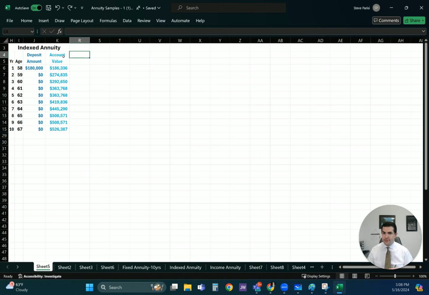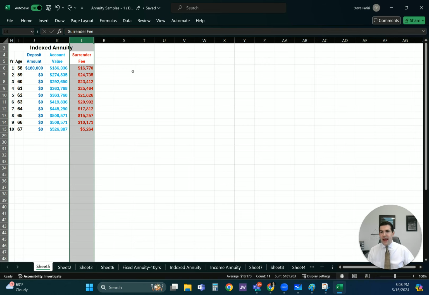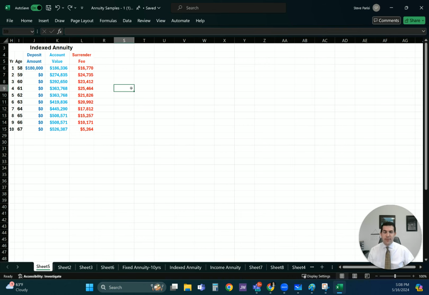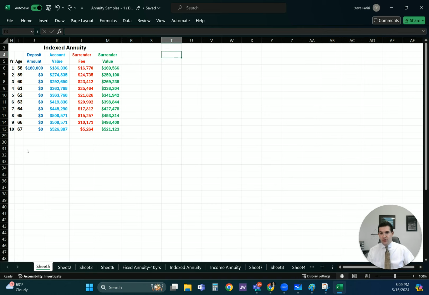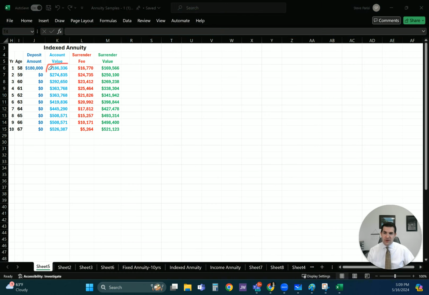The surrender fee, remember that? So how the surrender fee works is it is a percentage that gradually declines over time. But if I cash out of the annuity within that surrender term, which with most annuity contracts I see is 7 to 10 years, I have to pay that surrender fee to the insurance company, which no one wants. So I have my surrender value then. It's pretty simple. Here, I've got $186,000 minus the surrender fee gives me about $170,000.